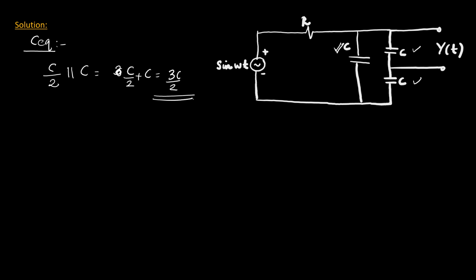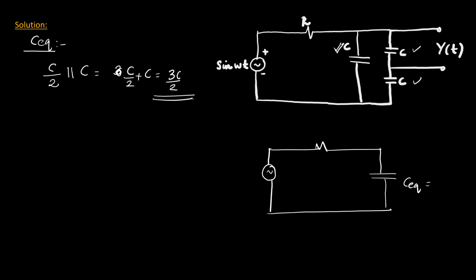Now we can redraw this circuit. This is the resistor and this is the equivalent capacitor, that is C equivalent, which is equal to 3C by 2. This is the resistor and this is the voltage sin omega t, that is 1 angle 0. Now we have to find the voltage across the point A, B, which we can denote as V of t.